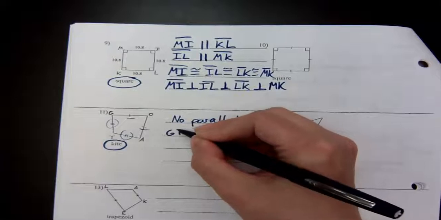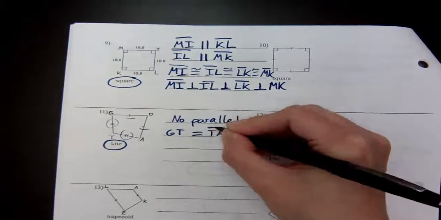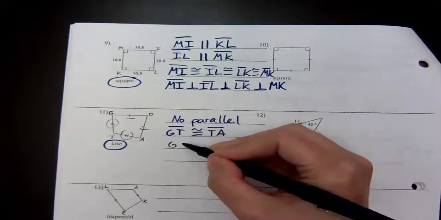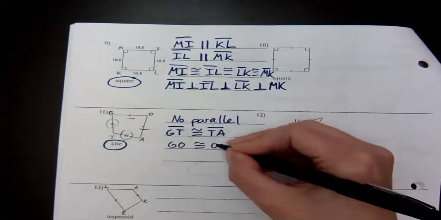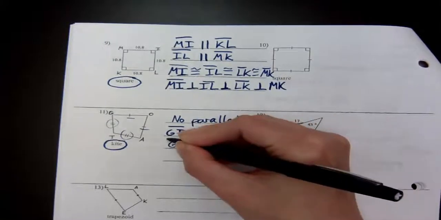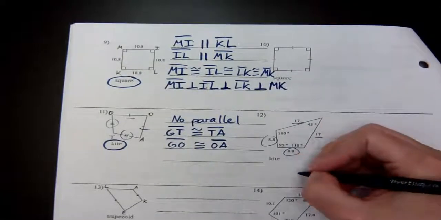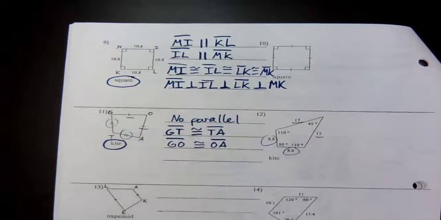So this time, GT equals TA, and GO is congruent to OA. And so that is what makes a kite. That seems to be one that mixes people up a lot. But a kite is when we have two sides that are touching equal each other.